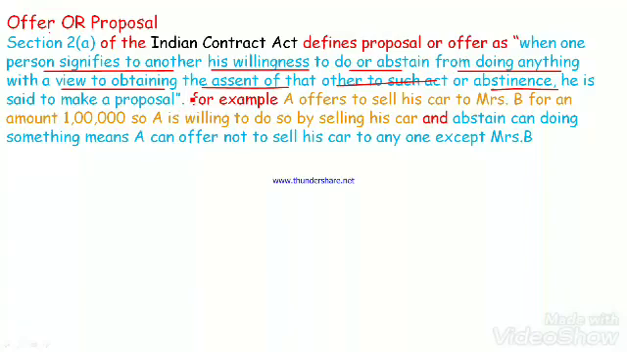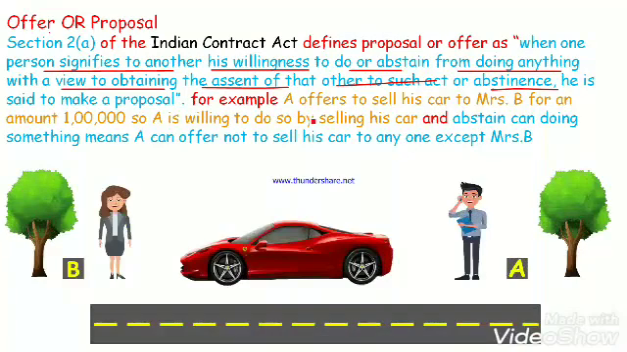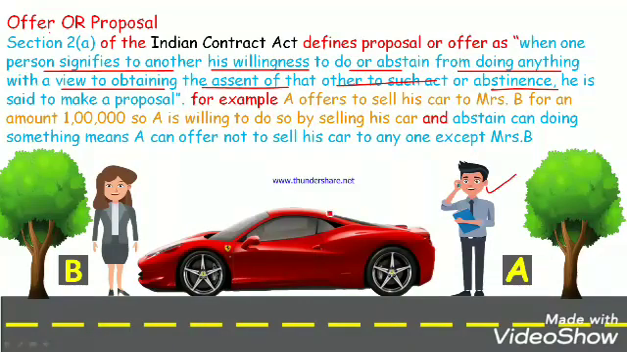When I take an example, you will clearly understand this. For example, A offers to sell his car to B. It will be called A's willingness to sell his car to B, so it will be called to do. Abstaining from doing something can mean that A can offer not to sell his car to anyone except Mrs. B. So when A is willing to sell his car to Mrs. B, it will be called to do.